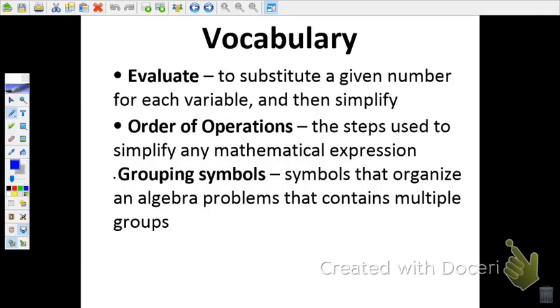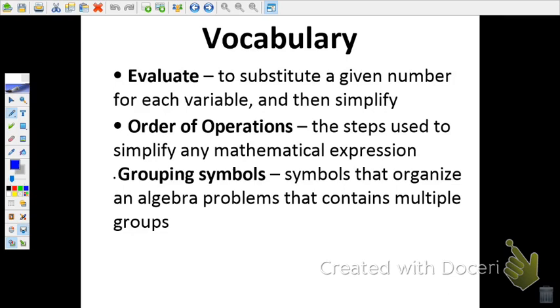So today we're going to be looking at order of operations, and we have 3 vocabulary terms that we're going to see used in our lesson today. The first one we have up here is to evaluate, which means we're going to substitute a number for each variable and then use our order of operations to simplify.